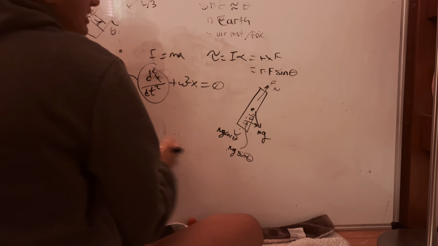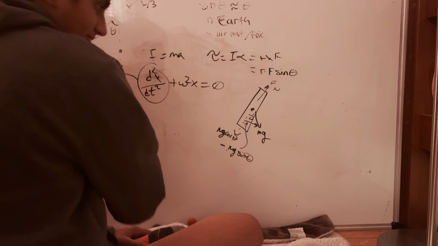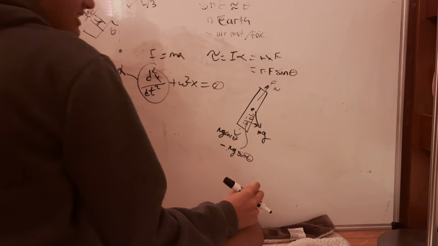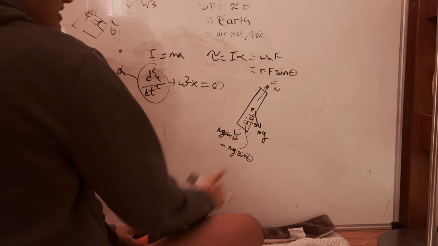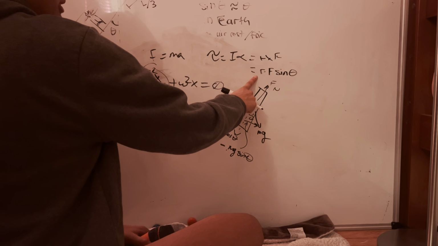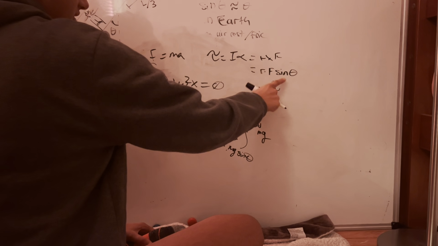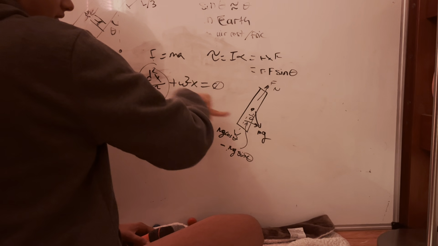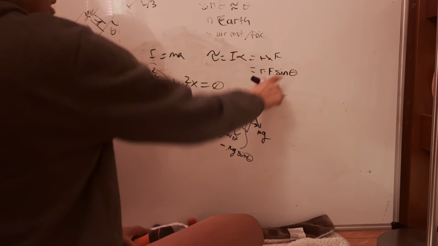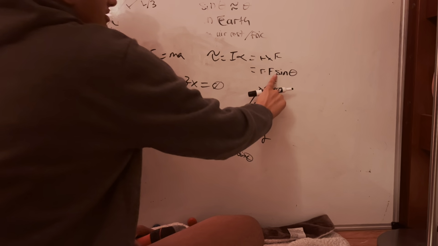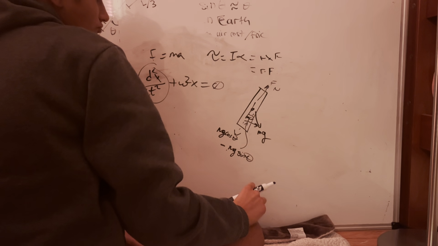But we only care about mg sine theta since that's the restoring force, and it's going downward. We're defining downward to be the negative direction, so mg sine theta is going to be negative. Going back to this definition, R cross F, the force is pulling it that way, and this is the radius. This angle right here is 90 degrees, and sine of 90 degrees is just 1, so that goes away. We're just left with R times F.